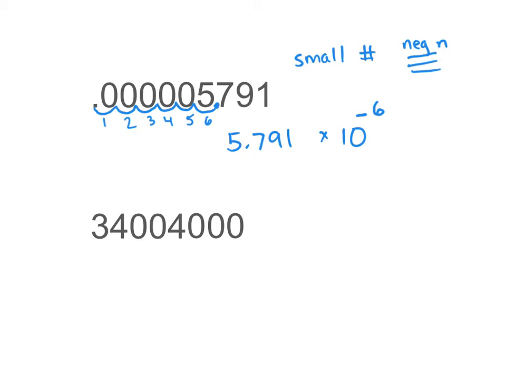All right, let's focus on the second one. All right, we have a big number. It is definitely greater than 1. Okay, so it's a big number, which means that we're going to have a positive n. All right, a positive n. All right, so the decimal is there at the ending.